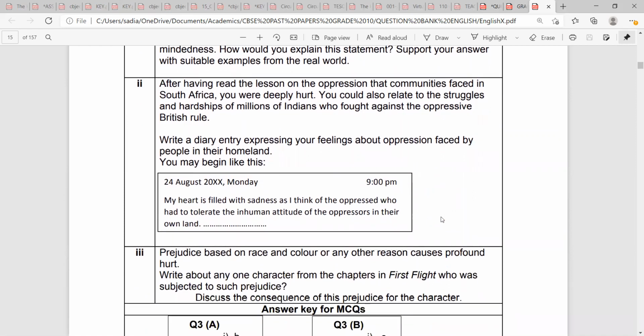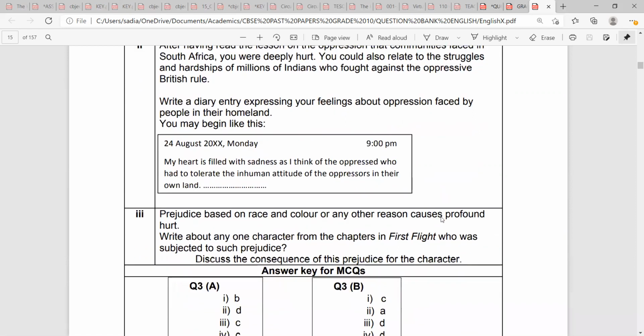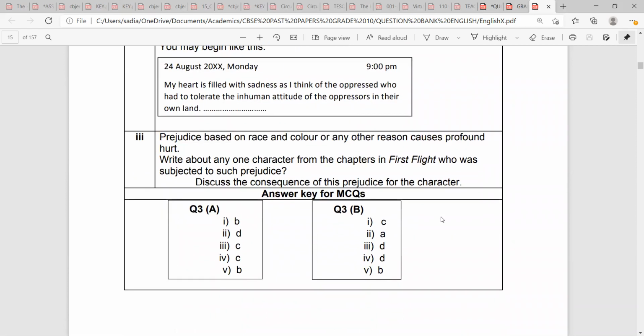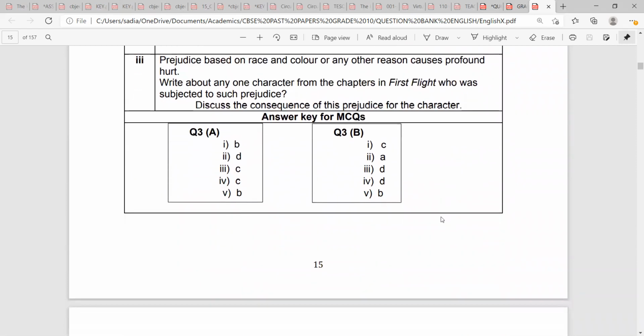For a diary entry, make sure day, date, and time are written, and it is on the left hand side. Dear Diary, you may write or you may not write. At the end, Good night, Diary, and the name of the person. Answer key.